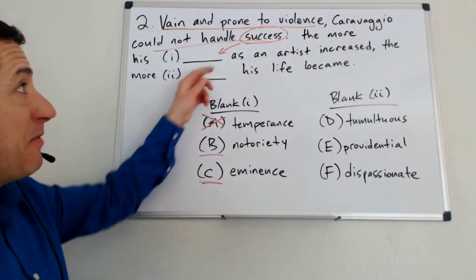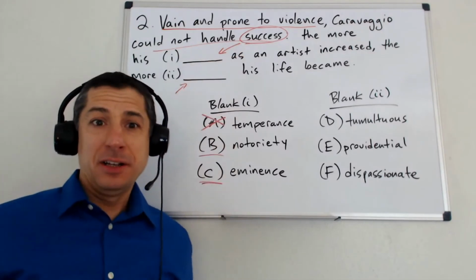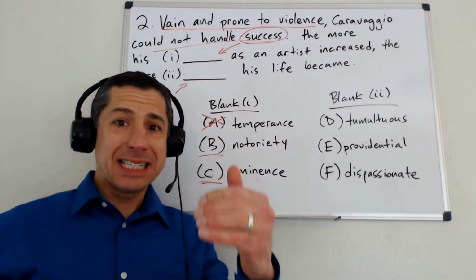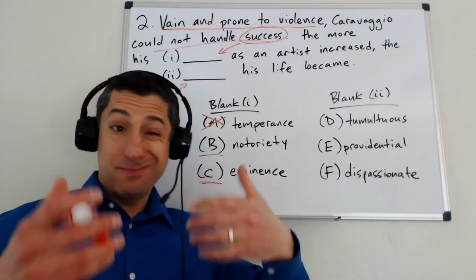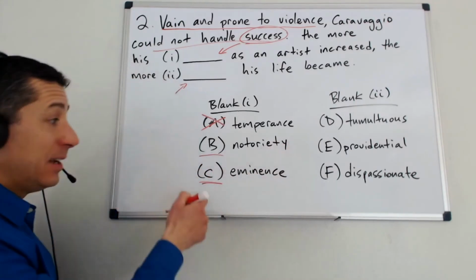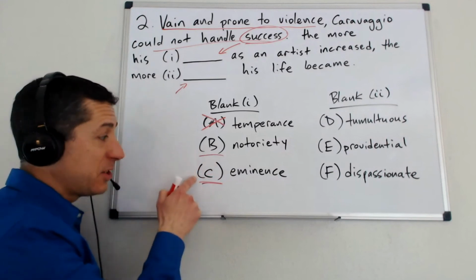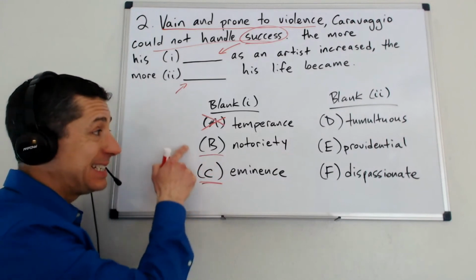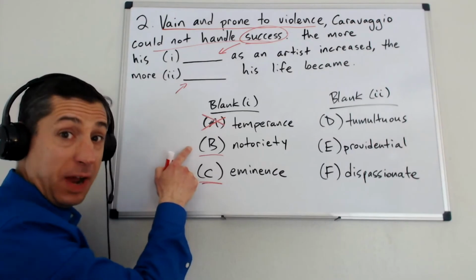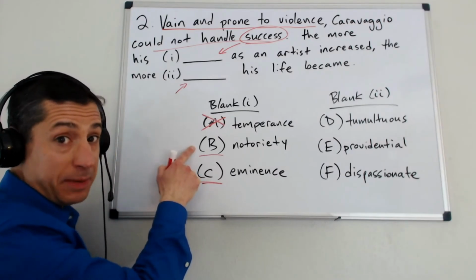We're not talking about fame. We're talking about success here. So Caravaggio couldn't handle success. And the more his success as an artist increased, well, that's eminence. It is not necessarily notoriety. So his greatness or his success as an artist, it doesn't mean that he had notoriety. It doesn't mean that he was famous and people knew him necessarily.